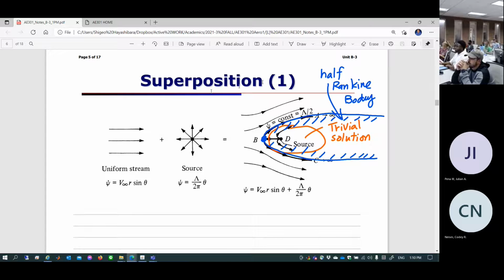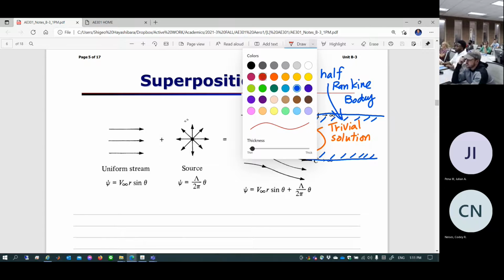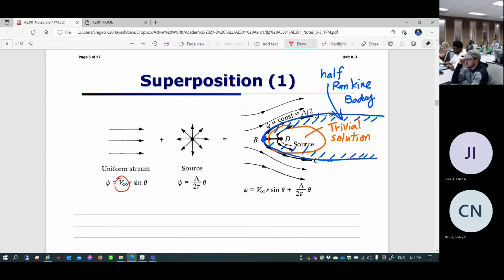So we are going to superimpose two elementary flow solutions. One is uniform flow with magnitude V infinity. So this is the magnitude of uniform flow. And then you're going to superimpose it with the source. The magnitude of the source is uppercase lambda. What does lambda represent? This is volume flow rate per unit width. So how much volume of flow are you going to produce at this mathematical singularity point called the source?